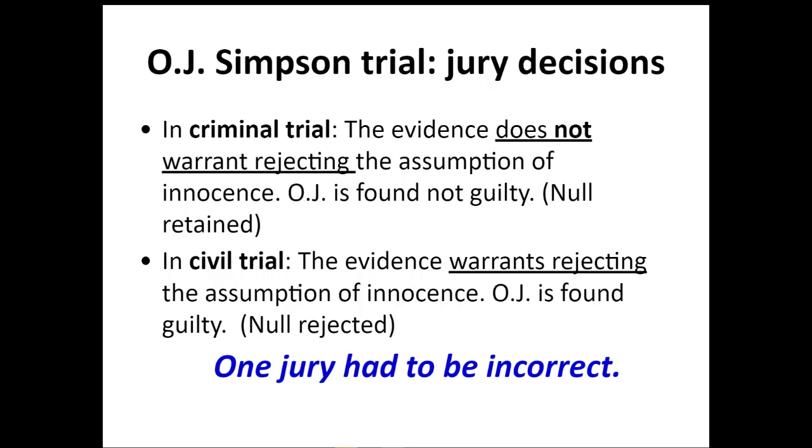Now, if the criminal trial retained the null and the civil trial rejected the null, one of the juries had to be incorrect, because he cannot be both innocent and guilty. Whether it was the criminal trial or the civil trial that made the mistake is really not important for our purposes here. But the fact remains, either OJ committed the murders or he did not commit the murders. So ultimately, one of these juries had to be incorrect.